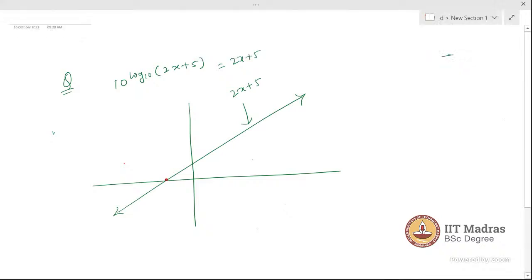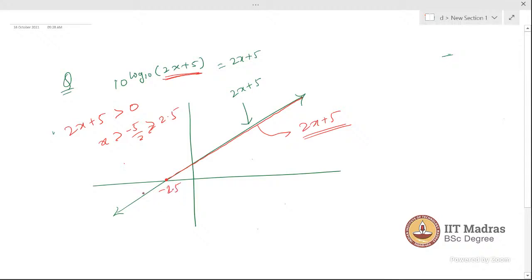The graph for this function will be something like this. This is the graph, 2x plus 5 only, but this is not the case. Why? I'm telling you why. Look at this part, 2x plus 5. It has to be greater than 0. That means x should be greater than -5/2, that is nothing but -2.5. So -2.5 will be somewhere here.